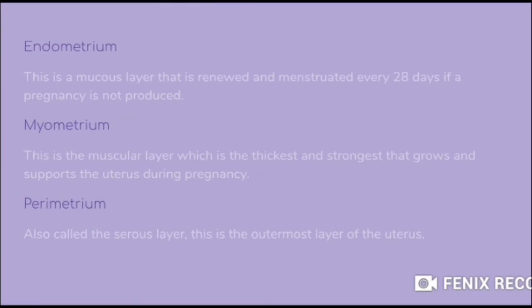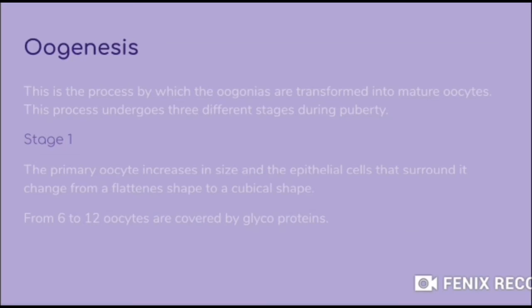Layers of the uterus. Endometrium. This is the mucous layer that is renewed and menstruated every 28 days if a pregnancy is not produced. Myometrium. This is the muscular layer, which is the thickest and strongest, that grows and supports the uterus during pregnancy. Perimetrium, also called the serous layer. This is the outermost layer of the uterus.